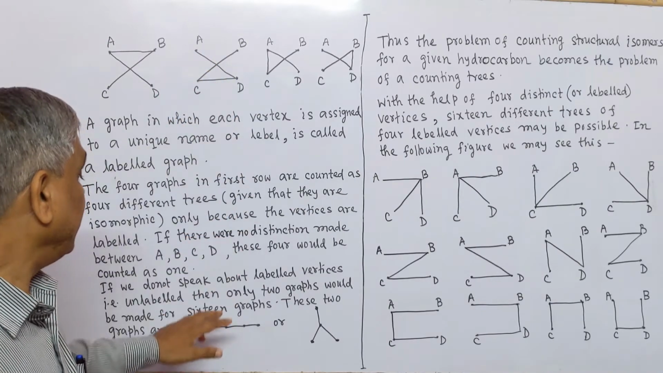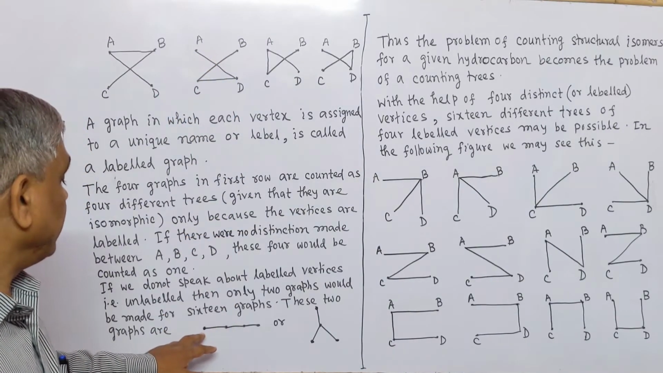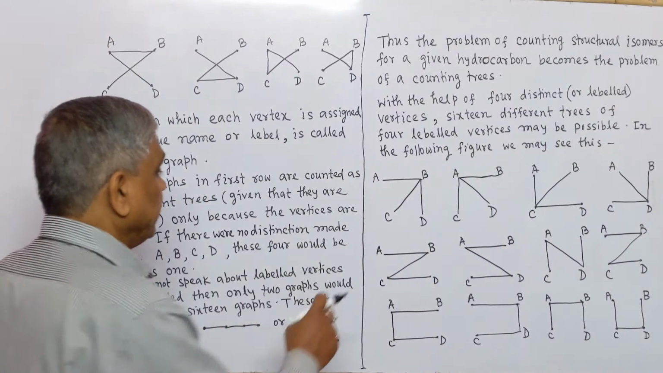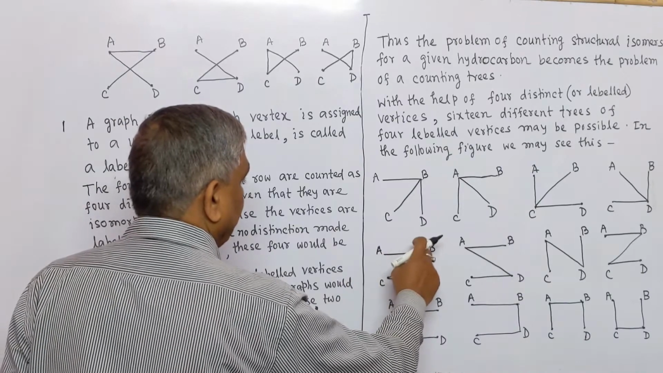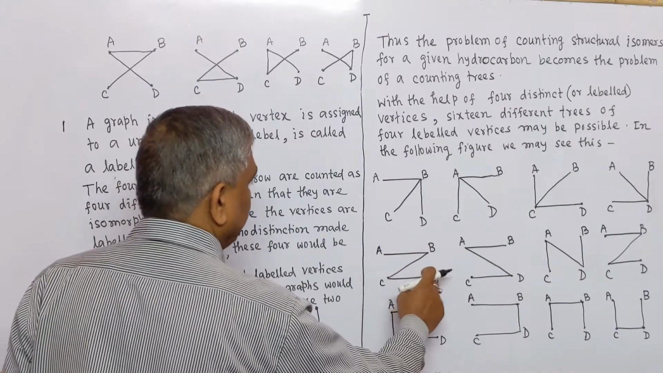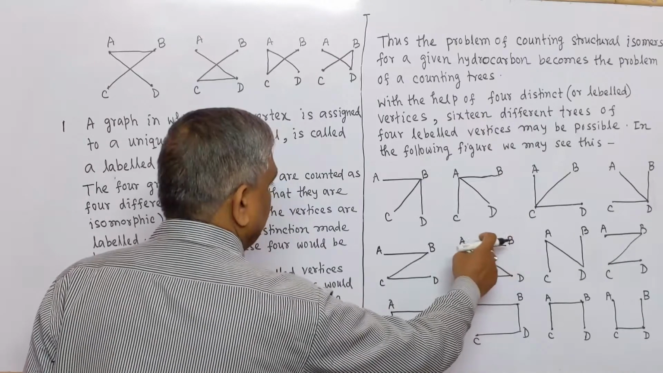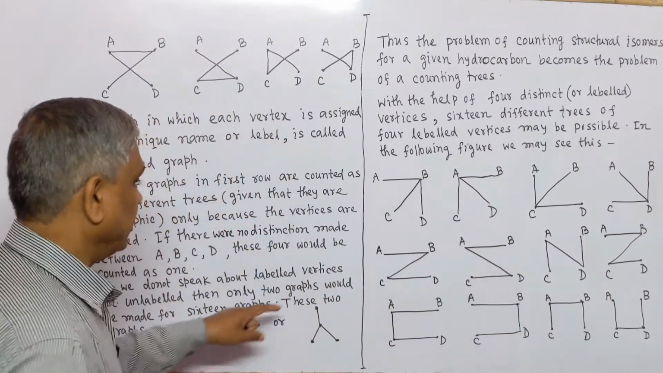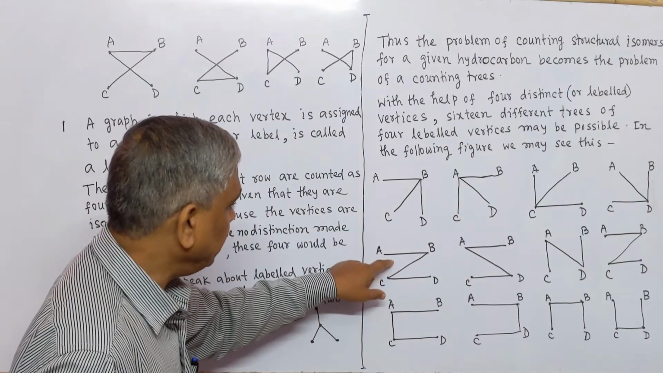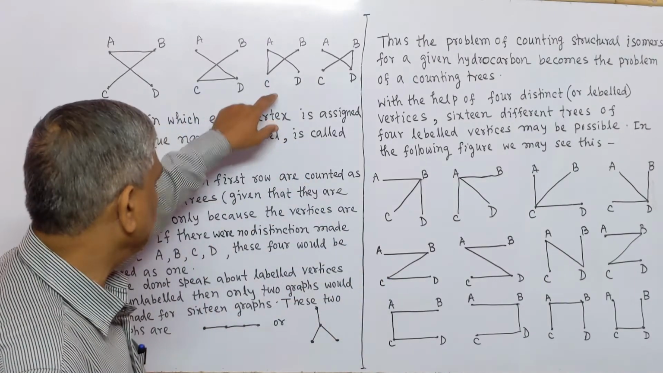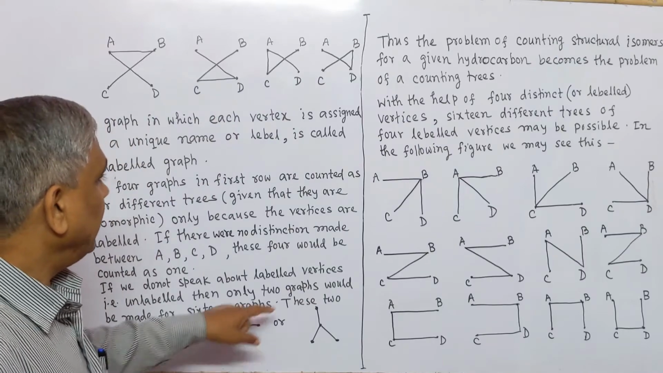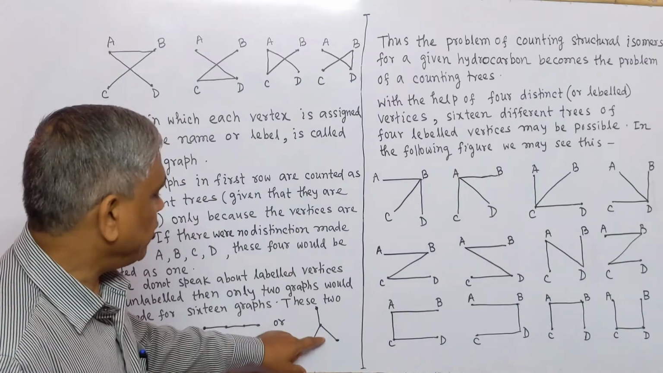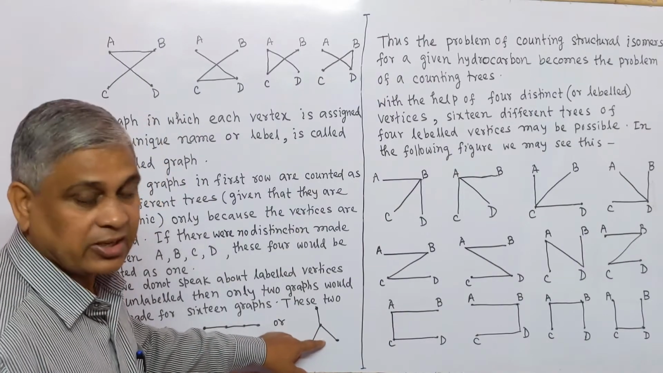One graph will be this: first vertex, second vertex, third vertex, fourth vertex. Here we may take this A, then B, then C, then D. Here also B, A, D, C. All are like this, and these rows become like this. The first row is of the form of the second structure.